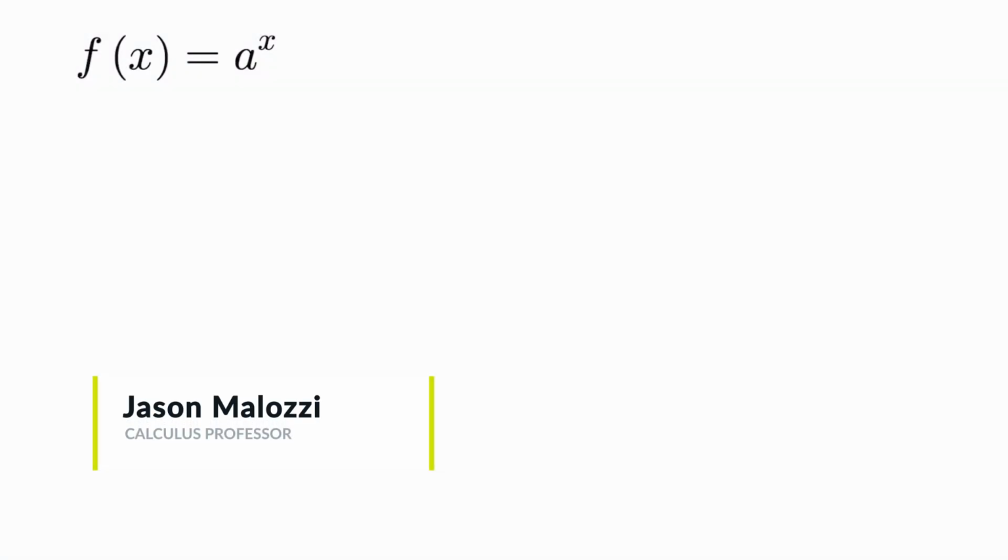Hello, and in this video we're going to take a little bit of a different track. We're going to derive a derivative formula based on facts we already know. So here we have f of x equals a to the x. So a could be any base, it doesn't have to be e. But we're going to use the fact that we know the derivative of e to the x to find the derivative of a to the x.